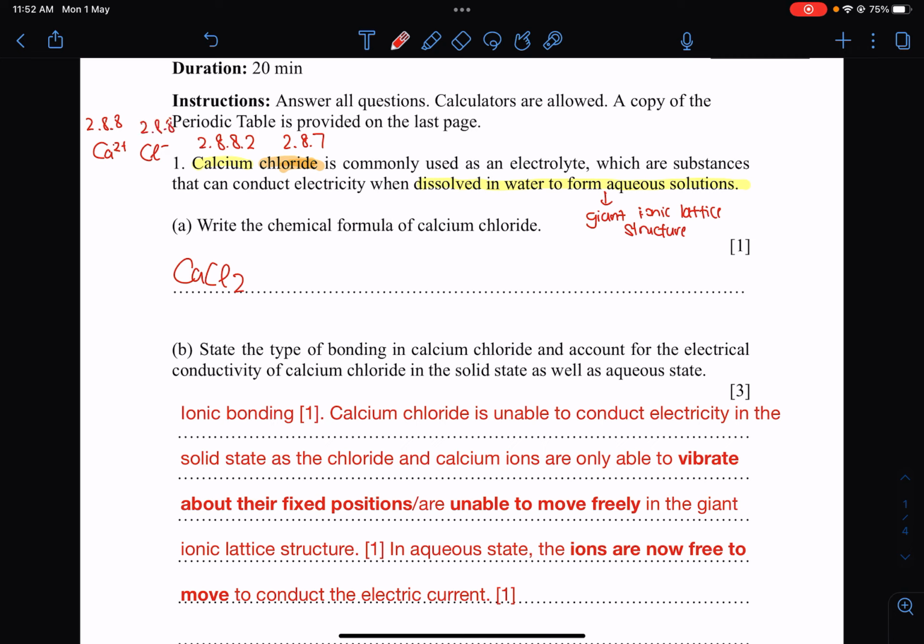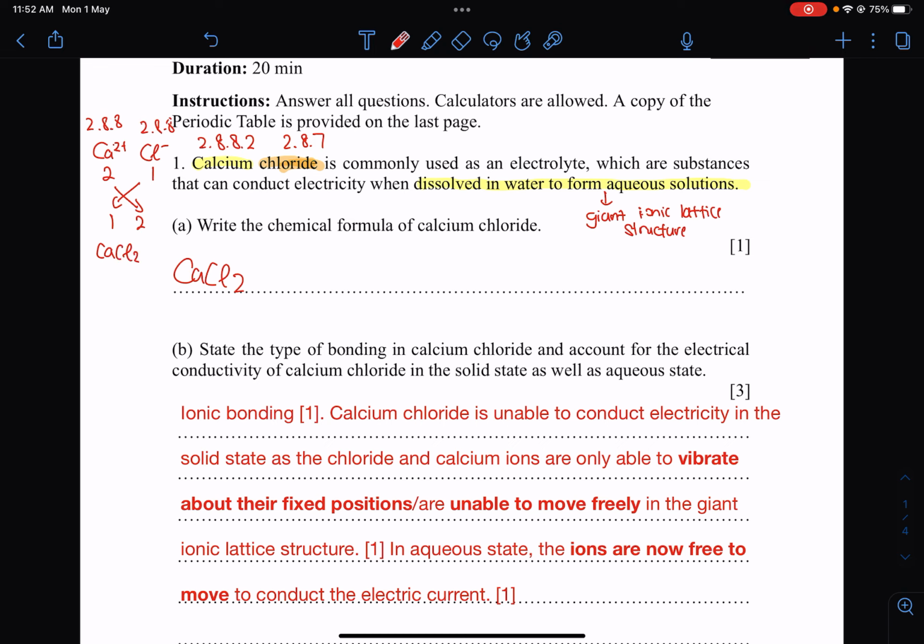Okay, so how do we write the formula? Remember, just bring down the number and you swap positions. This implies there's 1 Ca2+ and 2 Cl- ions in the formula. So in this case we can just combine them, CaCl2.